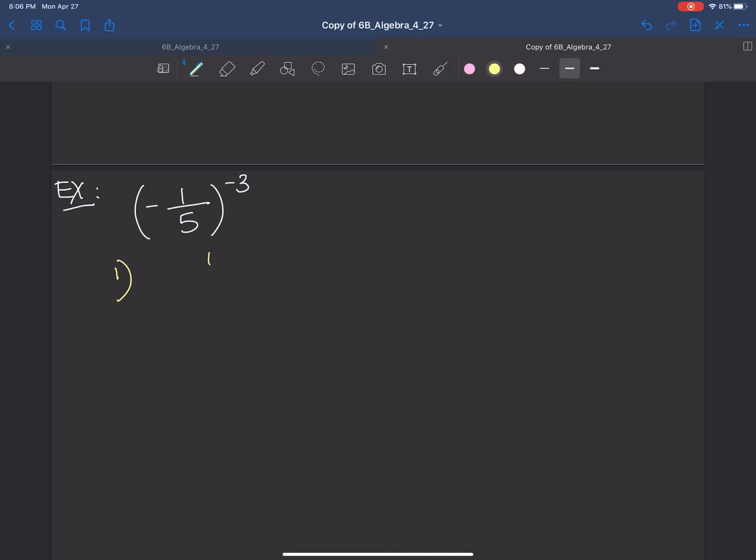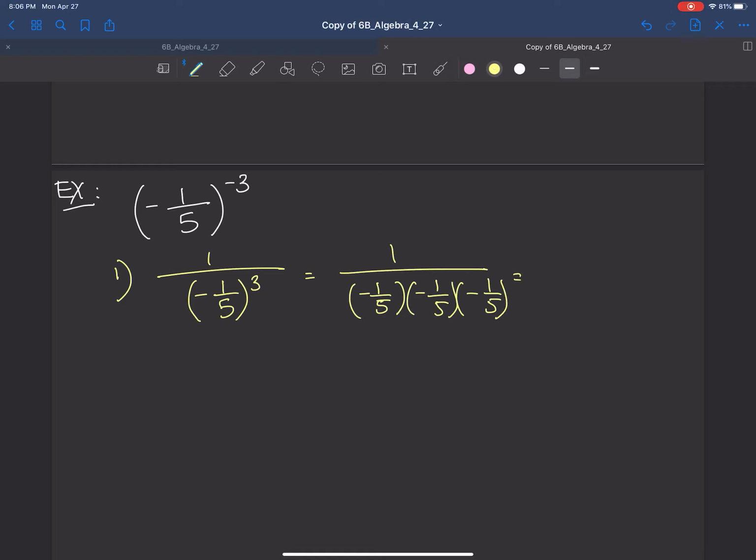The first way is just take 1 over everything. So now it's 1 over minus 1/5 cubed, right? When we take 1 over, we can get rid of that negative sign in the exponent. And this ends up being 1 over minus 1/5 times minus 1/5 times minus 1/5, which equals 1 over minus 1/125. And this is minus 125.